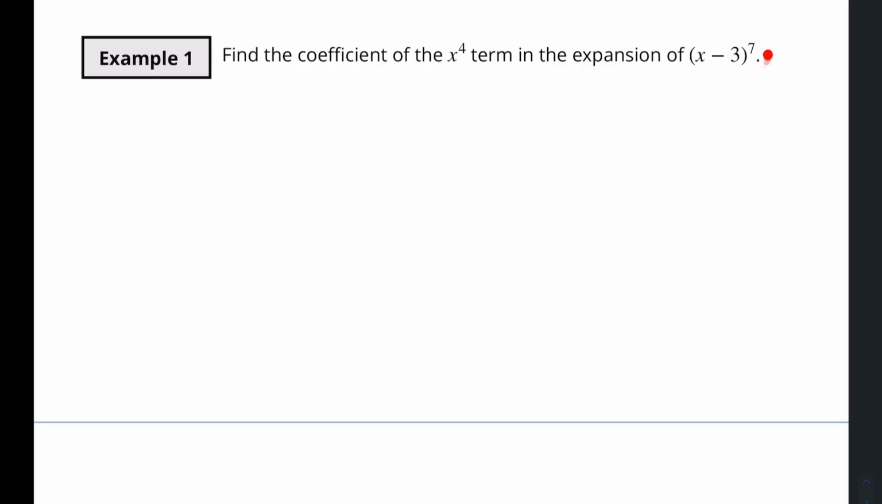Now that we've got all of this mapped out, we can find a term in the middle of a whole expansion without having to map out the whole expansion. So you might see a problem where you're going out to the 7th power. Here we've got: find the coefficient of the x to the 4th term in this expansion. If we take what we just had, a plus b to the nth power, that's going to help us get to n choose r, a to the n minus r, b to the r.